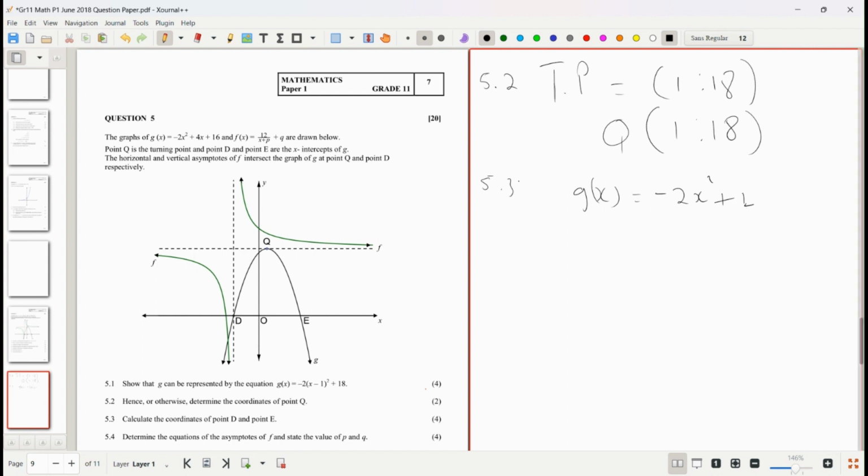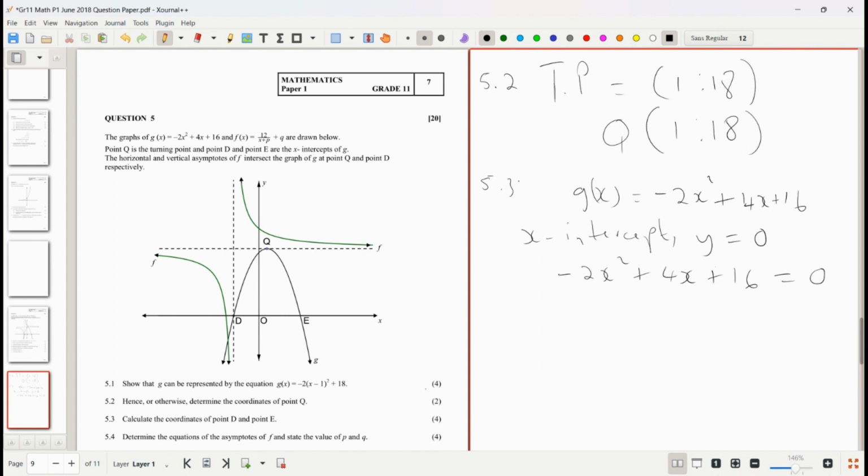Okay, so we just need to check the x-intercept. Then y will equal 0, right? So y and g of x are the same. So if y equals 0, g of x will equal 0. So we'll have negative 2x squared plus 4x, sorry, this is plus 16 here, plus 16 will equal 0, right?